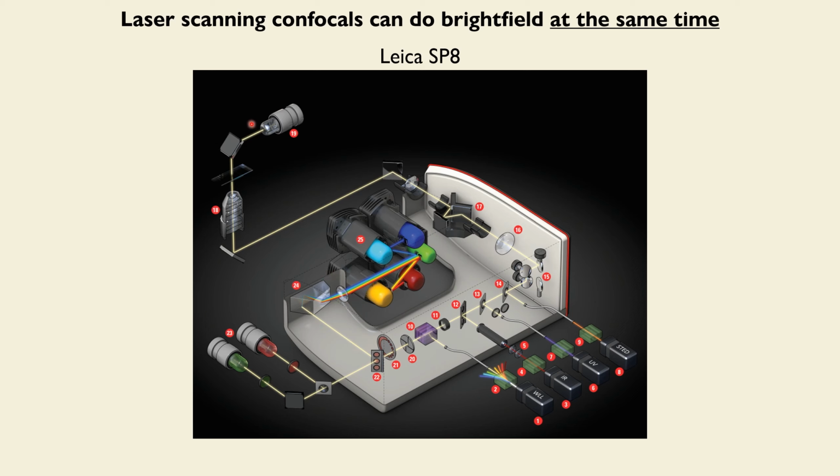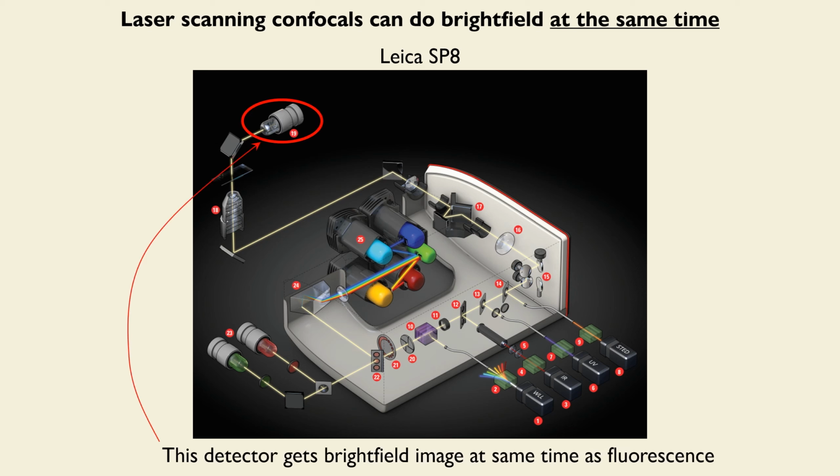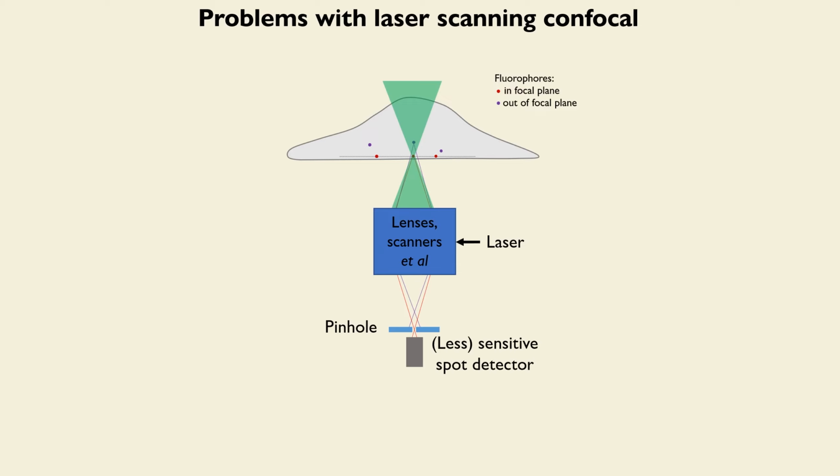But I want to draw your attention to this. There's an additional detector on the far side of the sample that collects the laser light that goes through the sample. And that allows us to create a transmitted light image of the sample, essentially for free. It's only just one more data channel, but it doesn't really come with a compromise for speed or sensitivity. And we acquire that bright field image at the same time as we acquire the fluorescence, and this can be quite useful. So confocals are great, but they do have problems.